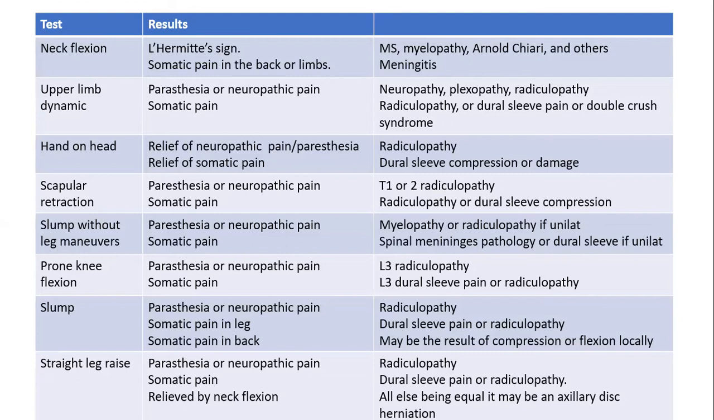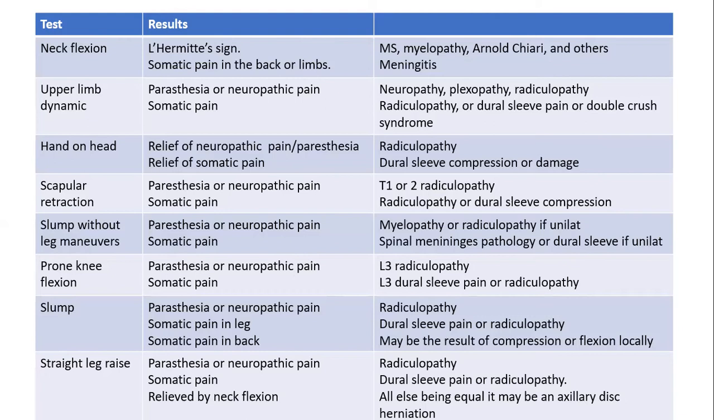And you'll have to test now to see if there is. But it's going to be unusual for you not to get hypoesthesia with paresthesia. Without paresthesia, it does happen, but it's going to be unusual. Scapular retraction, T1, T2 radiculopathy. And again, it depends on whether there's somatic pain. So it could be a radiculopathy without neuropathic symptoms, or it could simply be a dural sleeve compression.